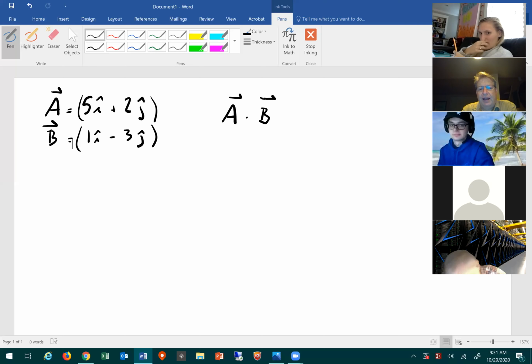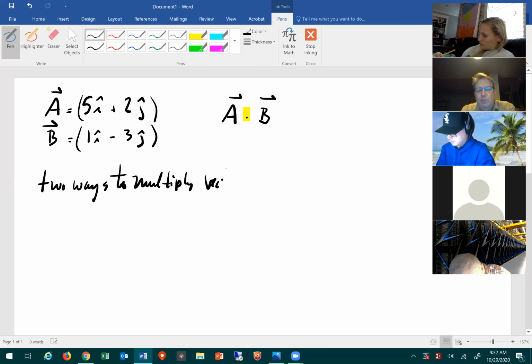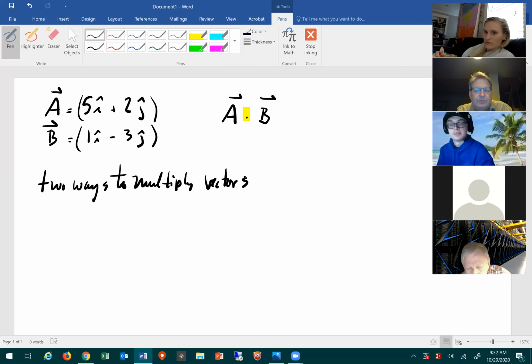Anyway, there's two things that you need to know about. There's two ways to multiply vectors. Do you remember, if I add two things, like 4 plus something, the answer is called the what? The sum. Subtraction is what? Difference. And what's multiplication? Product.